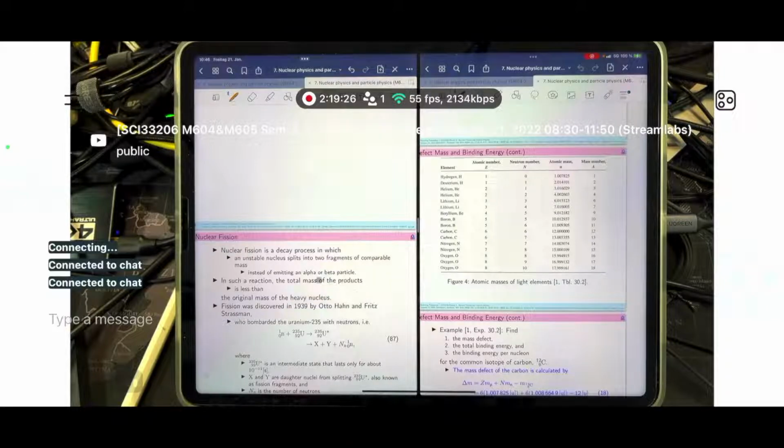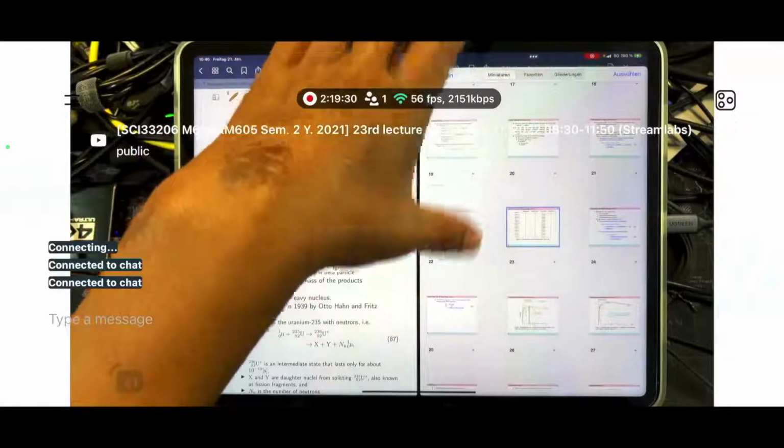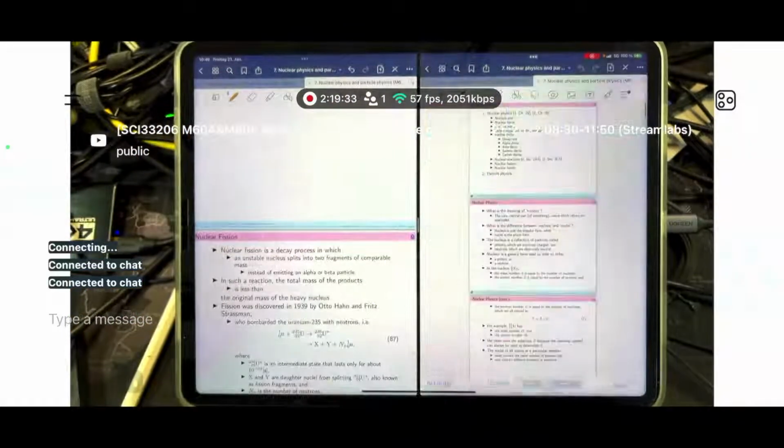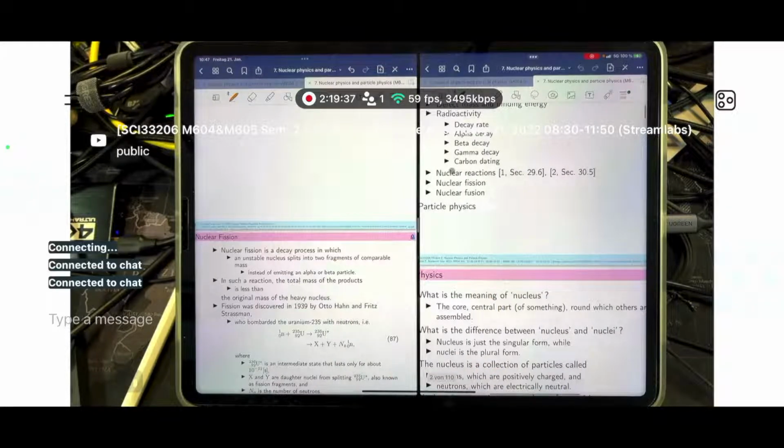Now we arrive at nuclear fission. Where is that? We are somewhere here. We have finished nuclear reactions. If you have any questions, just let me know. And now we move to the next one, which is nuclear fission. This is a long story actually. And then we reach nuclear fusion, which is a cleaner energy than nuclear fission.